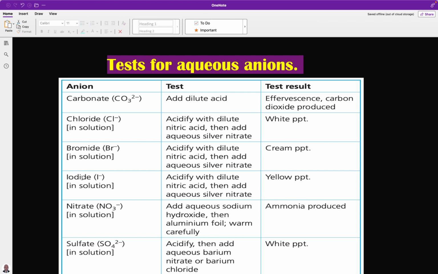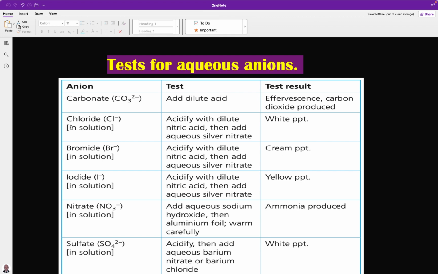And lastly, iodide ion in solution. If you have a solution containing iodide ion, you add dilute nitric acid, and then later on you add aqueous silver nitrate. A precipitate will be formed, and that precipitate is a yellow precipitate.